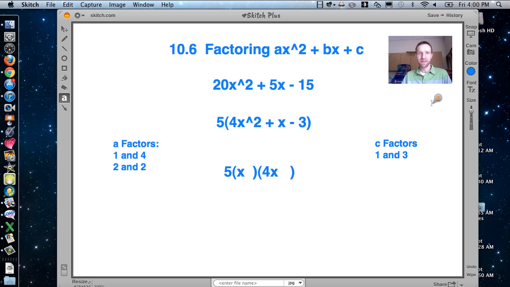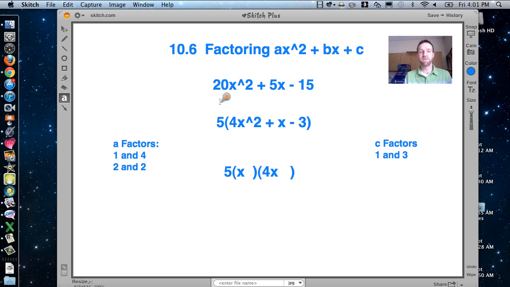Hello again, and this is 10.6.3, factoring ax squared plus bx plus c. In this third and final video for this lesson, I want to show you a part that I haven't shown you yet, and that's to divide out a greatest common factor out of the quadratic expression before you start factoring.